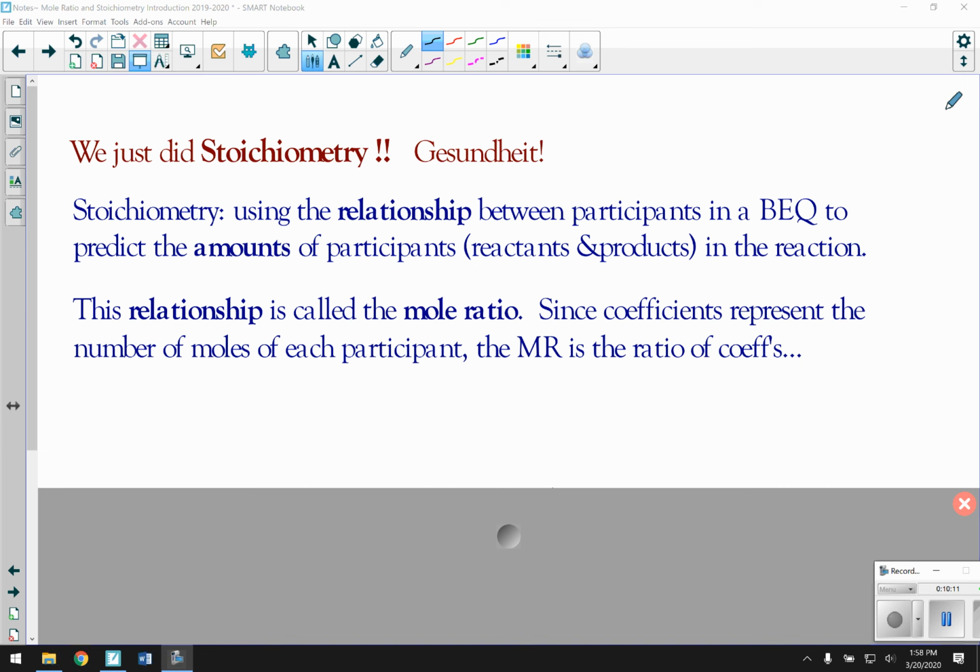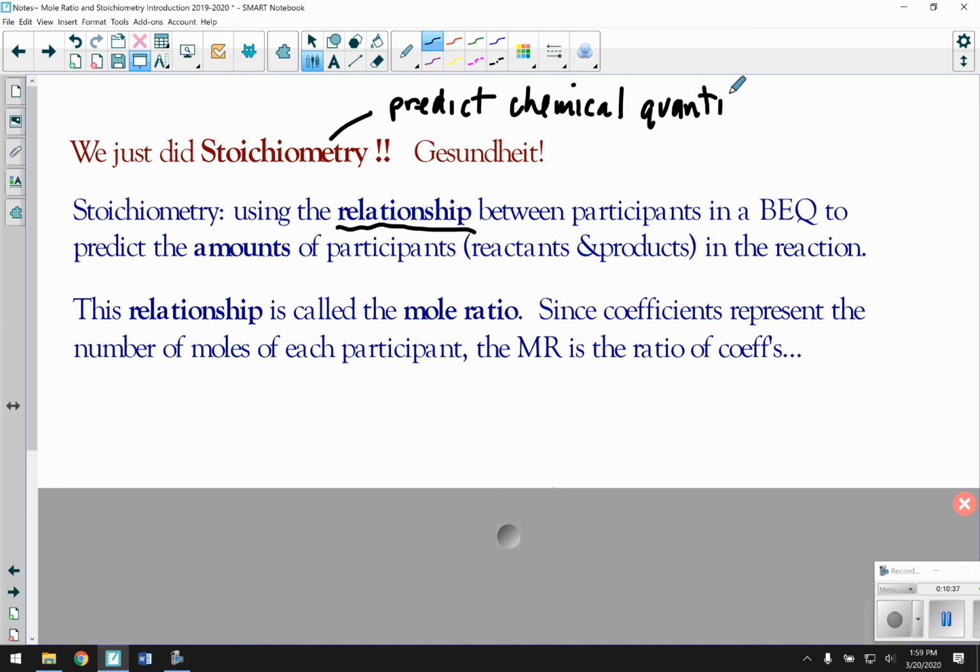And what's that relationship? Well, that relationship, as we saw, were the coefficients, but when we wrote them as a ratio. So this is the relationship that we're going to use anytime we do stoichiometry, anytime we try to predict chemical quantities. We're going to use that mole ratio. Again, that mole ratio is simply the ratio of the coefficients in the balanced equation.